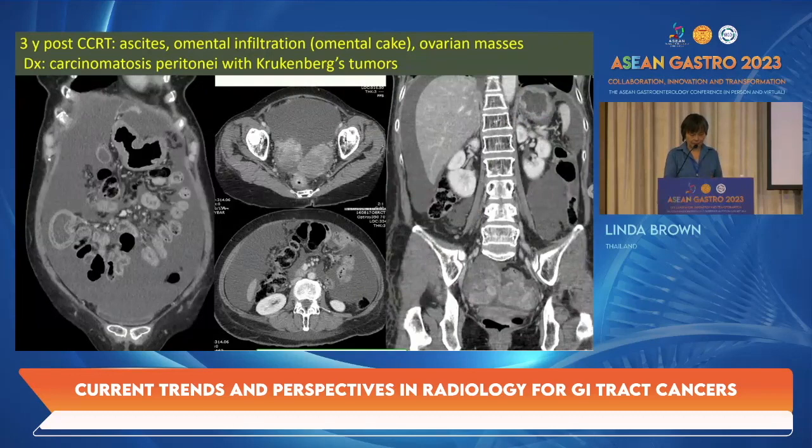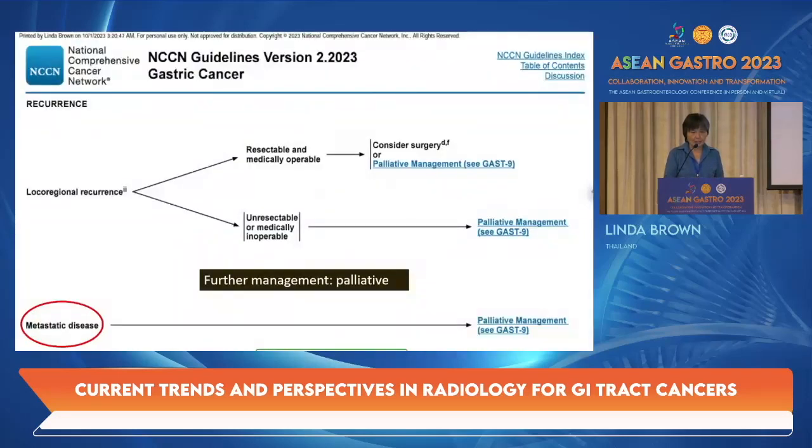1 year later, the patient develops ascites, peritoneal deposition, so-called omental cake. There is metastasis to both ovaries. So the patient develops carcinomatosis peritonei with Krukenberg tumor. So it turns out to be disseminated metastases. So at this point, what we can do is palliative treatment. So we follow up until we see some changes with this imaging, and in this case, CT.